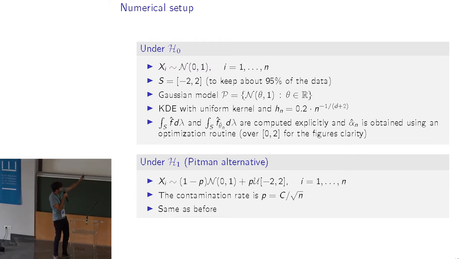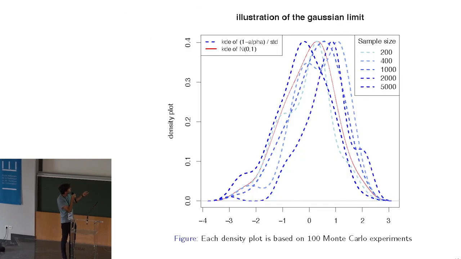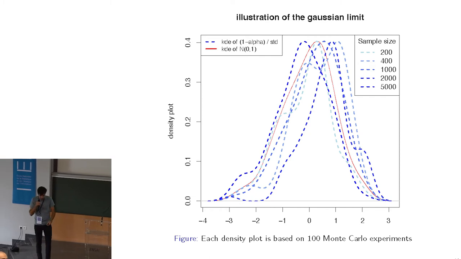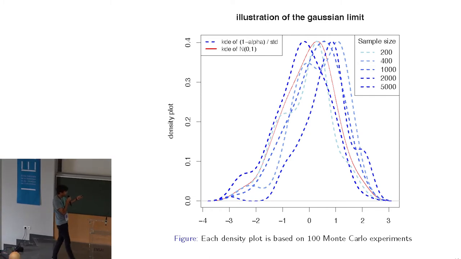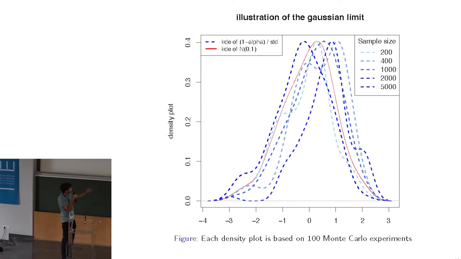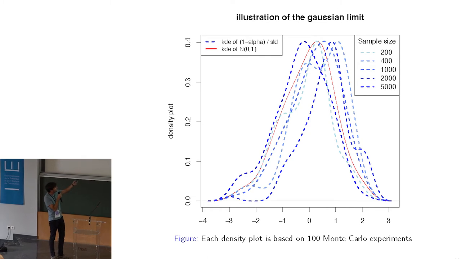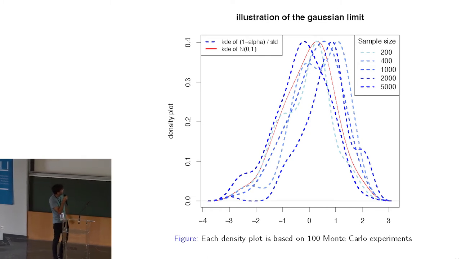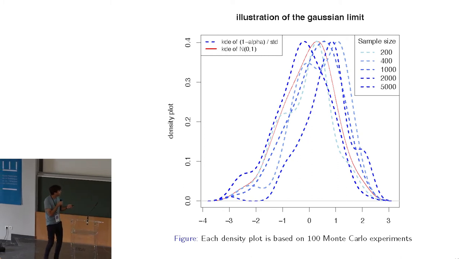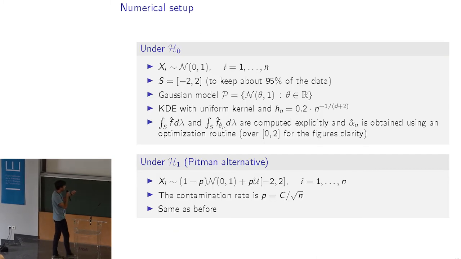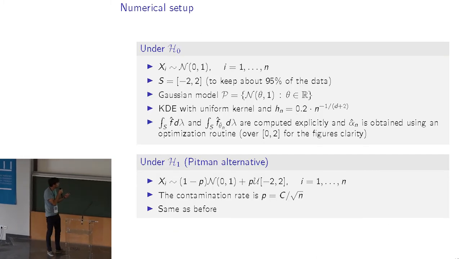So first of all, under the null hypothesis, what we obtain is such kind of graph in order to validate our way to calibrate the test. So the variance that we find in theory appears to be the good one according to that figure, where we see that the blue curves are approximation of the Gaussian distribution.